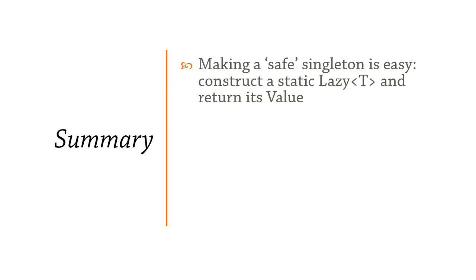So let's try to summarize all the things that we've learned about the singleton. First of all, we saw that making a safe singleton, and by safe I mean a kind of lazy thread-safe construct, is fairly easy. You simply use a Lazy<T> and you return its value. That's pretty much all there is to it.